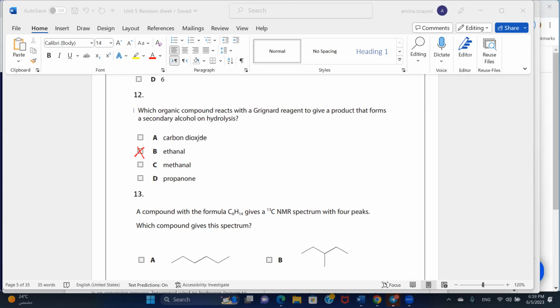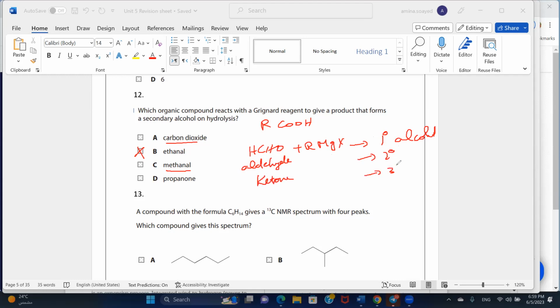ethanol, because we said when carbon dioxide reacts with Grignard reagent, we get the carboxylic acid. When methanal reacts with Grignard reagent, we get a primary alcohol. When any aldehyde other than methanal reacts with the Grignard reagent, we get a secondary alcohol. When a ketone reacts with Grignard reagent, we get a tertiary alcohol. Methanal would produce a primary alcohol, but they want a secondary alcohol, so it's ethanol. Excellent all.